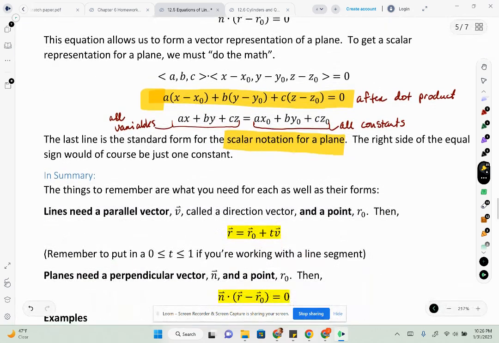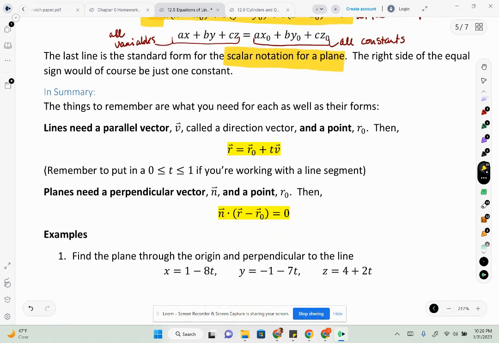Okay, so in summary, let's boil it down to something simple. Anytime you are asked for the equation of a line, you need a point, r naught, and you need a parallel vector, v, and the form of your line is r equals r naught plus tv. That's what you have to remember.